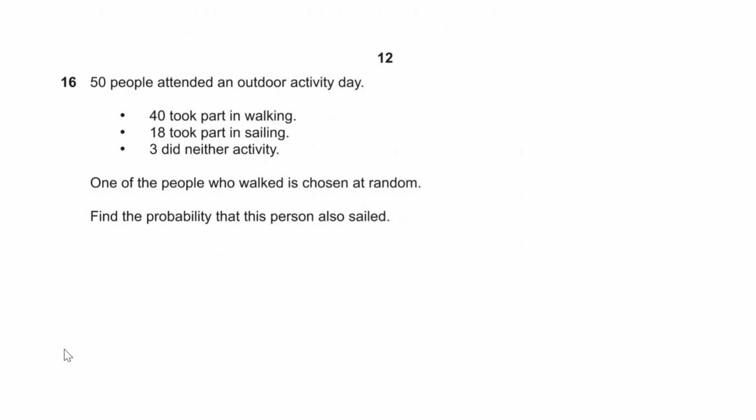Question number 16. 50 people attended an outdoor activity. 40 took part in walking, 18 took part in sailing, and 3 did neither activity. One of the people who walked is chosen at random, and we have to find the probability that this person also sailed. Well, what we'll do is begin by creating a Venn diagram, and it makes sense to do so. We've got a set of people and we've got 2 categories here. And we've got 3 who did neither, so outside of our circles of the Venn diagram, we can include this 3. So let's create a quick Venn diagram.